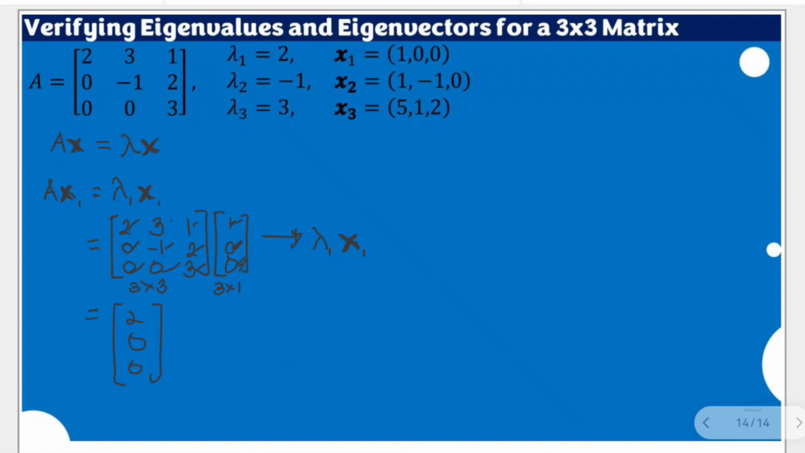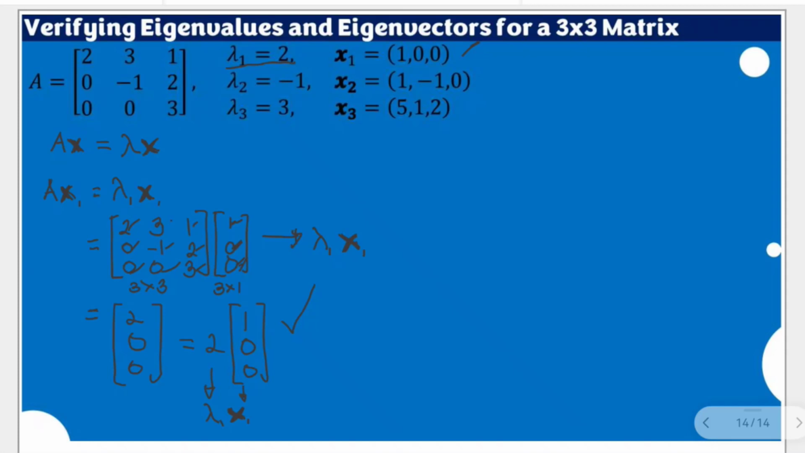2, 0, and 0. Since the eigenvalue for the first pair is 2, if we factor out 2 from this matrix, you will have 1, of course that's 0, and 0. Once we did that, this is our first lambda, and surprisingly, this is our x sub 1 as well, the 1, 0, 0 here. In short, this has been verified. This pair are eigenvalues and eigenvectors for this given matrix A.